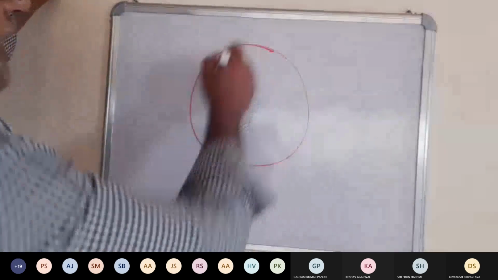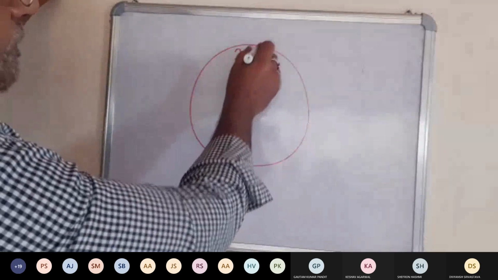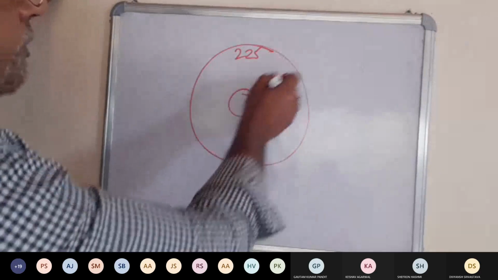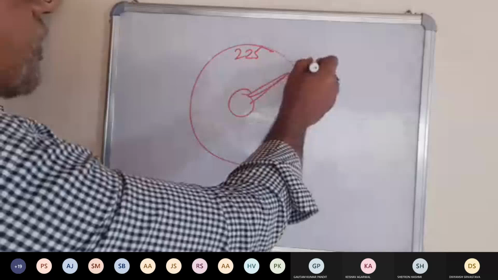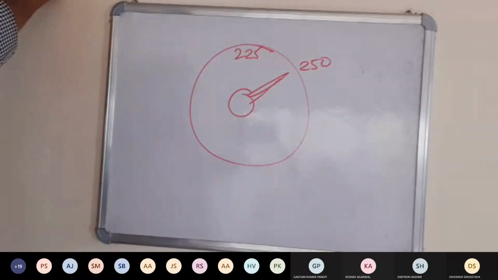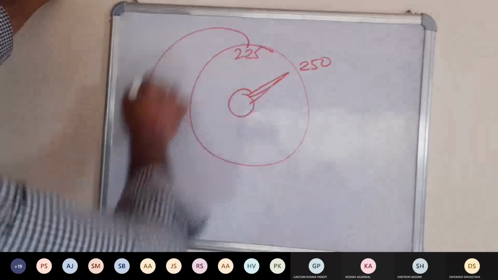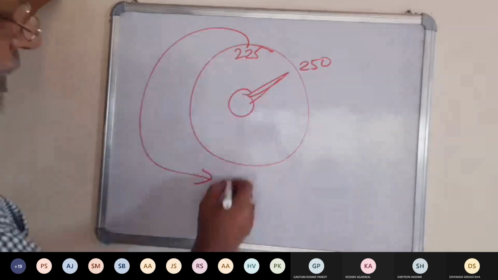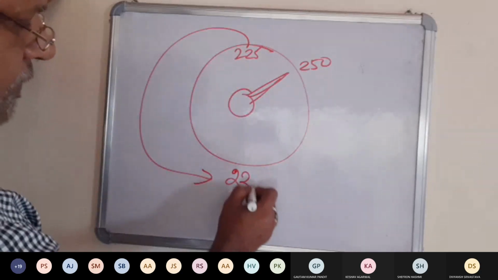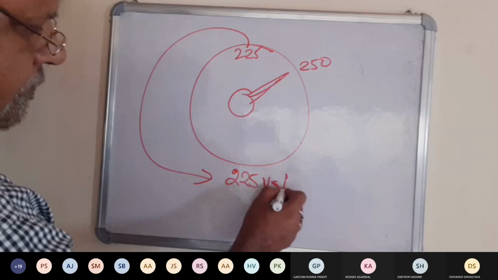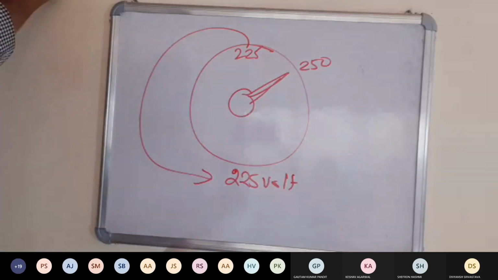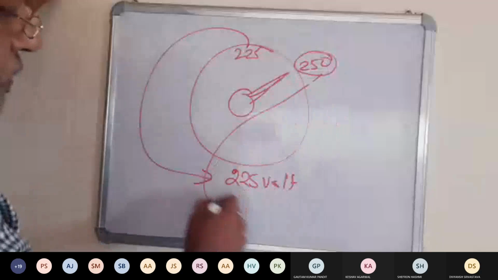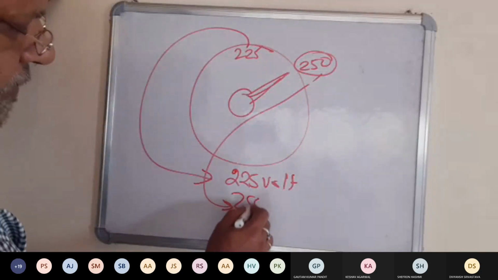Suppose the gyro compass is reading 225. You have set the course setting on 250. This value is converted into a voltage. Let us say this is 225 volt, for example. This is an electrical signal. And this 250 is also a signal which is 250 volt.